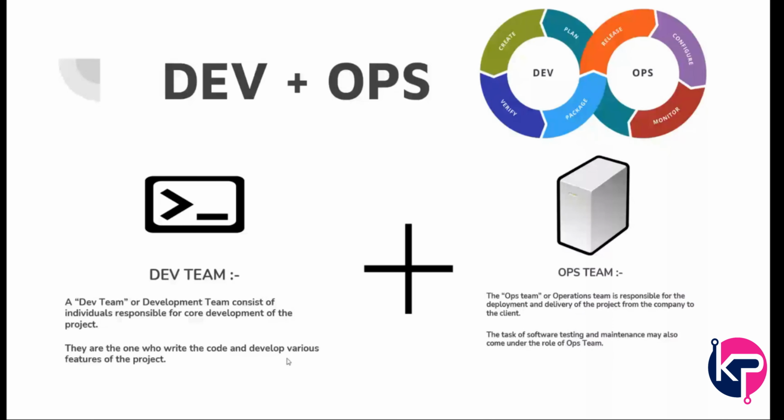Okay, as I mentioned, DevOps. The dev team, or development team, consists of individuals responsible for the code development of the project. The operation team is responsible for deployment and delivery of the project.